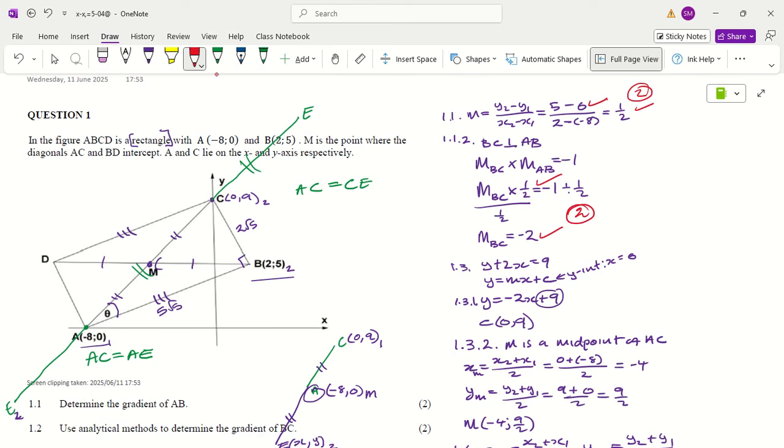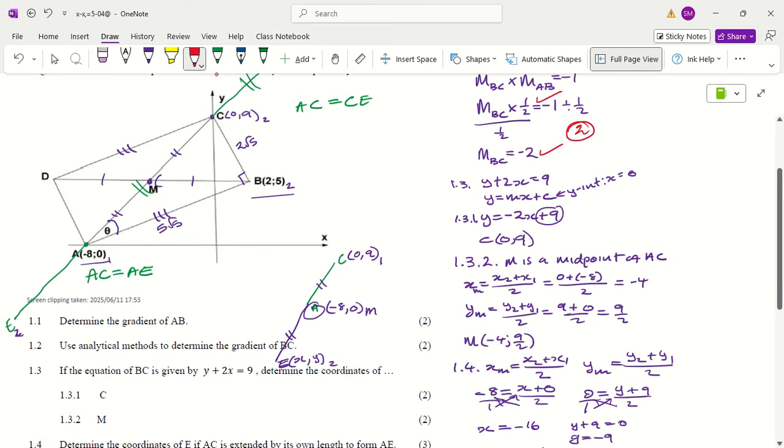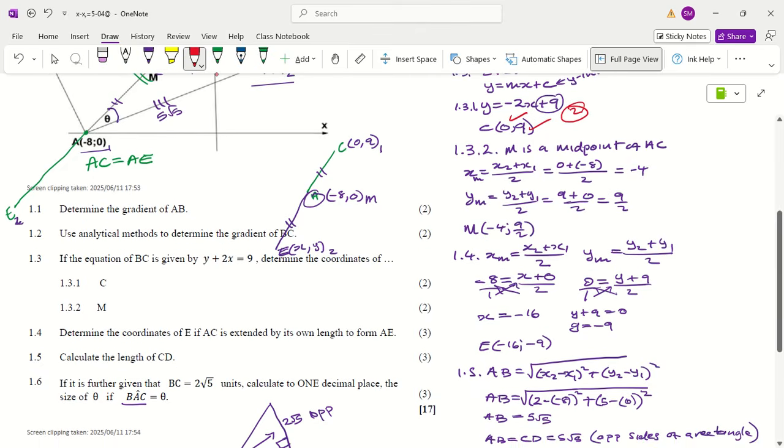And then for the next question, which is 1.3.1, you had to find the coordinates of C. For the coordinates of C, you get a mark for x is equal to 0, and then y is equal to 9. That's your 2 marks. And for the value of m, which is the midpoint, you get a mark for correct substitution for the x and y values, and then a mark for the coordinates of the midpoint. So that is 2 marks. And then we go to 1.4.